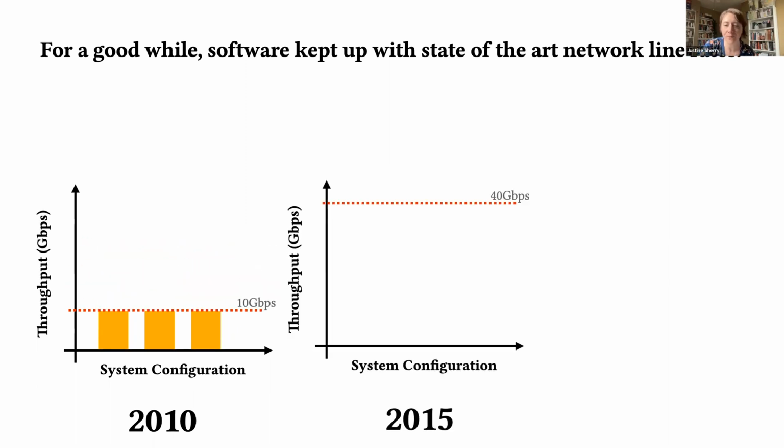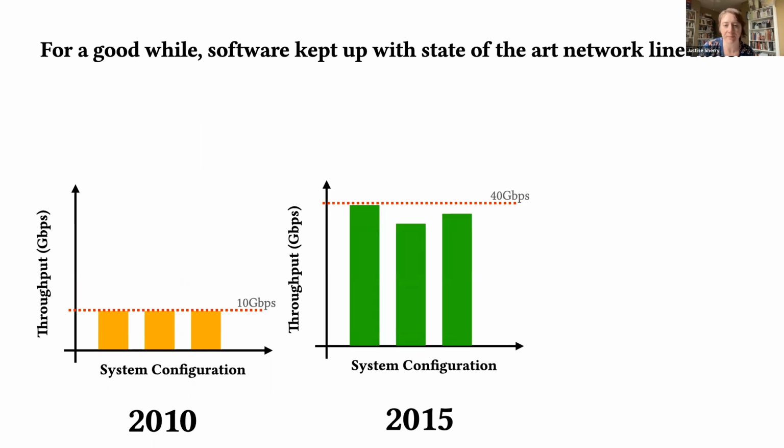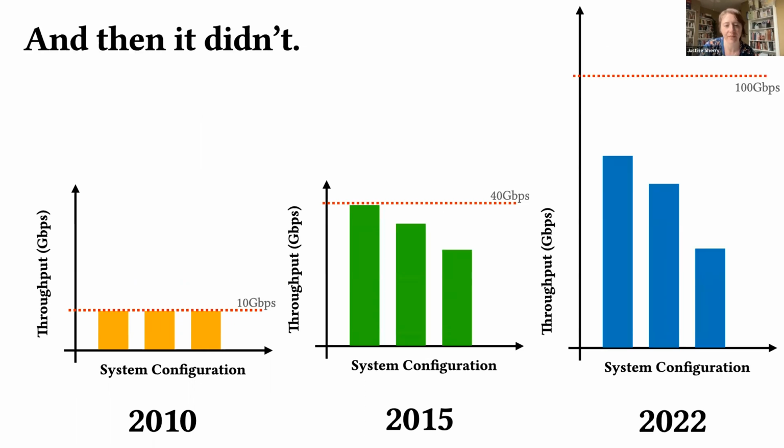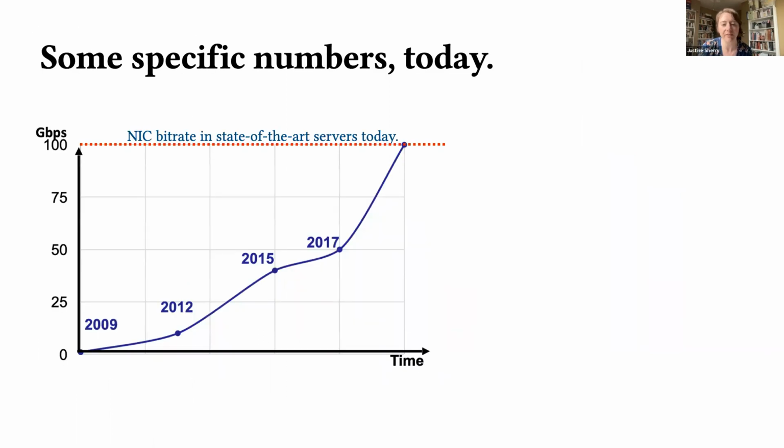But then line rates grew, and we weren't consistently hitting them. And now for many applications, the gap between line rate and what the application actually achieves is quite wide. Let me give you some specific numbers.